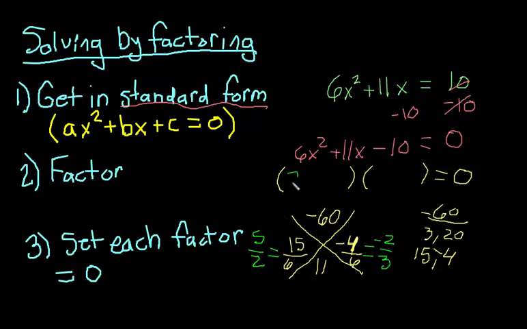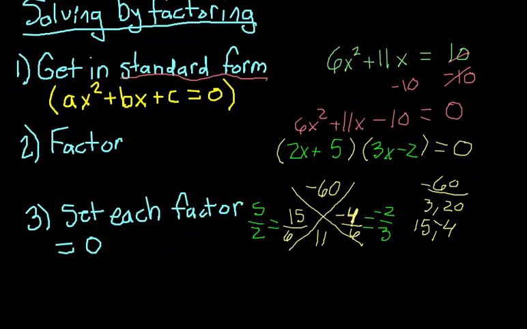So this becomes 2x plus 5, and this becomes 3x minus 2. And again, I'm getting this from here. The bottom number goes in the front with the x, the top number goes in the back. And then the last thing I do, let me scroll down just a little bit here.